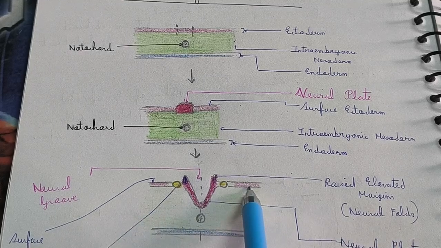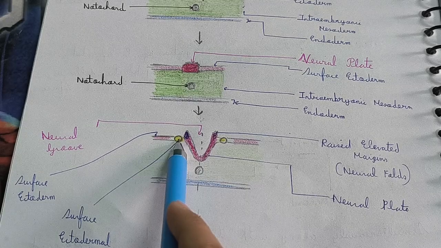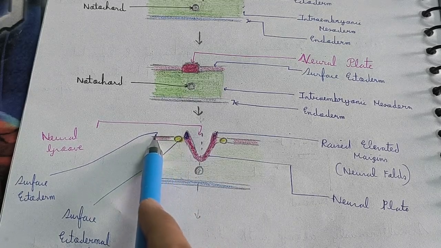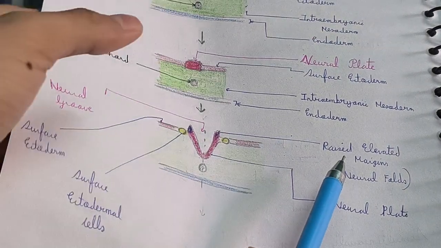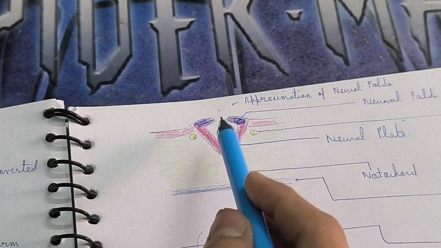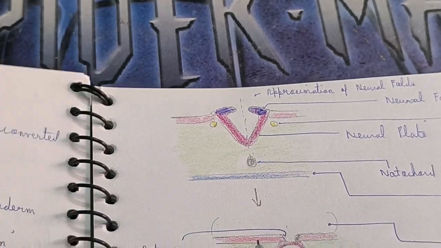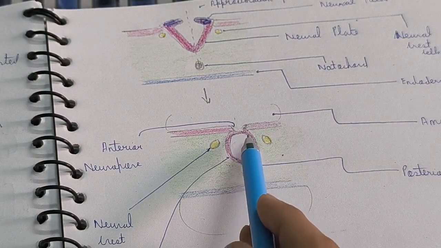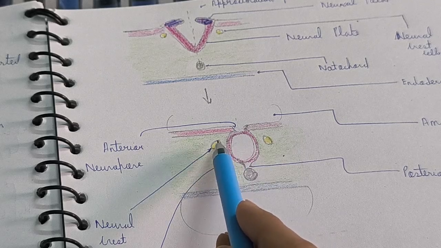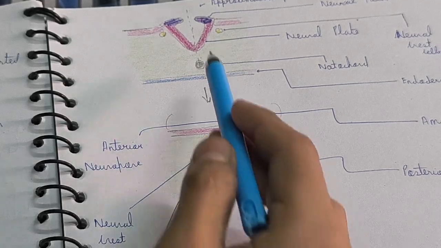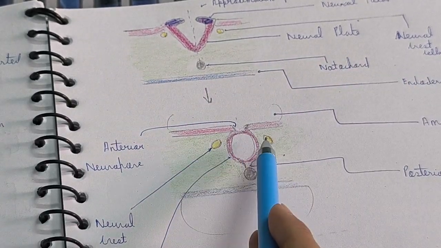Now here see that this is again the surface ectoderm. So here these are surface ectodermal cells which are present between the surface ectoderm and the neural fold. Now see that here approximation of the neural folds is happening, and as a result of the approximation of the neural folds, the neural tube has been formed, and the cells from the surface ectoderm also differentiate into neural crest cells.